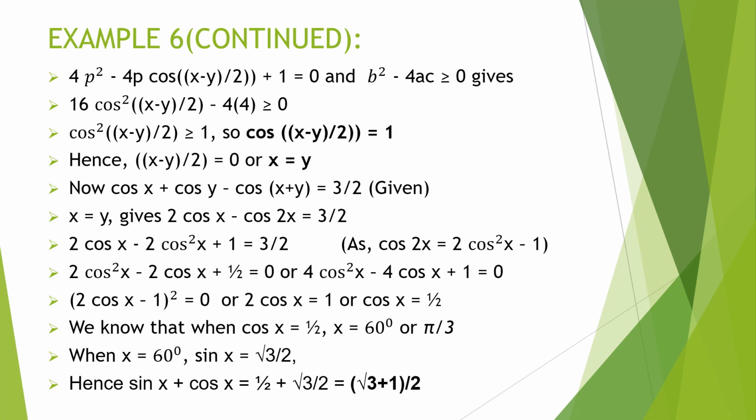When is cos half? When the angle is 60 degrees. Cos 60 degrees is half, so we get the value of x as 60 degrees. When the angle is 60 degrees, what is sin 60 degrees? Root 3 by 2. So now what we want is sin x plus cos x. Putting the values, we get half plus root 3 by 2, or (root 3 plus 1) divided by 2. This is the value of sin x plus cos x. So this is how this example is solved.